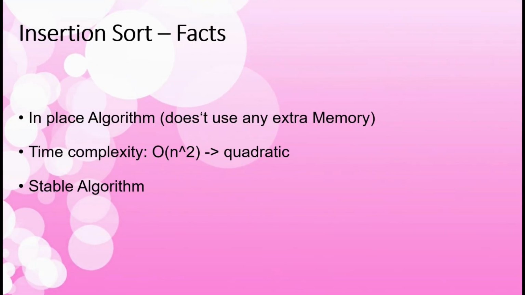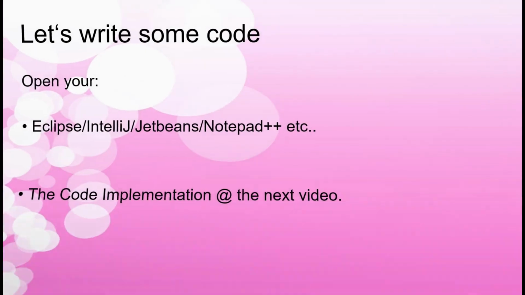Now let's see some facts for the insertion sort. The insertion sort is an in-place algorithm, which means it doesn't use any extra memory. The time complexity is O of n squared, so it is quadratic, and it is a stable algorithm.